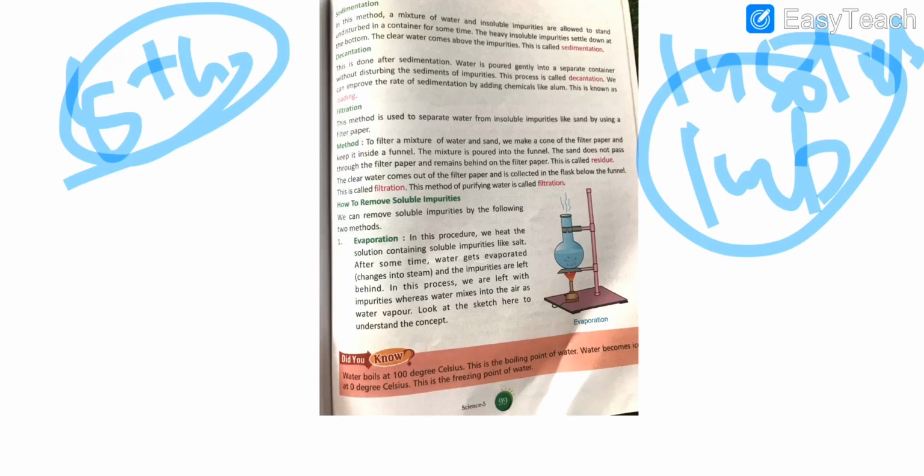Students, there are different ways of purifying water from the insoluble impurities. First method is sedimentation. Students, what is done in sedimentation? In this method, a mixture of water and those insoluble impurities is allowed to stand undisturbed for some time in a container. The water is allowed to stand for some time in a container.